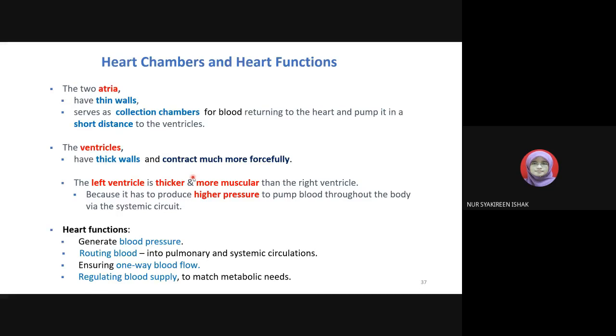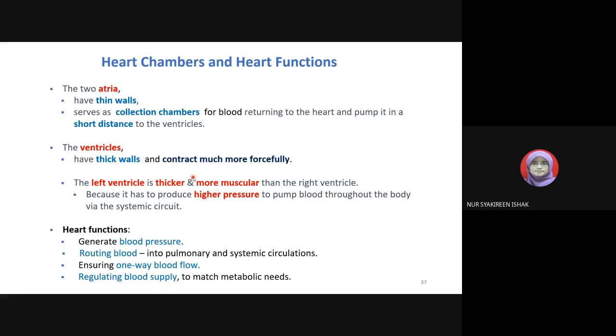So the heart chambers and the heart function. So for our heart, we have two atria. The atria have thin walls. Kenapa thin walls? Sebab dia lebih dekat dengan ventricle lah. So they don't have to contract forcefully because they only pump blood a short distance, which is into the next chamber, which is the ventricle. They serve as collection chambers for blood returning to the heart and pump the blood a short distance into the ventricles. As for the ventricles, they have thicker walls compared to the atria because they have to contract much more forcefully.